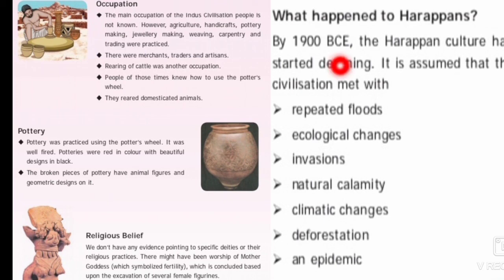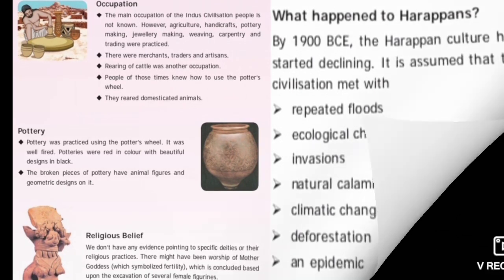Next is what happened to the Harappans. By 1900 BCE, the Harappan culture had started declining. It is assumed that the civilization met with repeated floods, ecological changes, invasion, natural calamity, climatic changes, deforestation, and an epidemic. Students, I hope you understood this class.